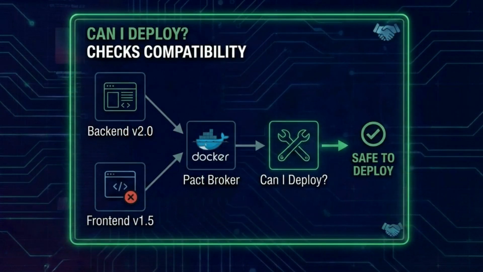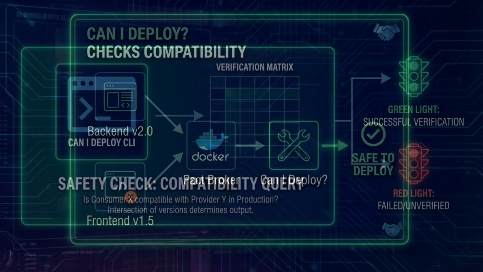Now, we need to talk about Can I Deploy? This is the most misunderstood yet powerful feature in the Pact ecosystem. In a microservices world, passing tests does not mean safe to deploy. Your backend v2.0 might pass all its own tests, but if it breaks the contract with frontend v1.5, which is currently live, you are about to cause an outage.